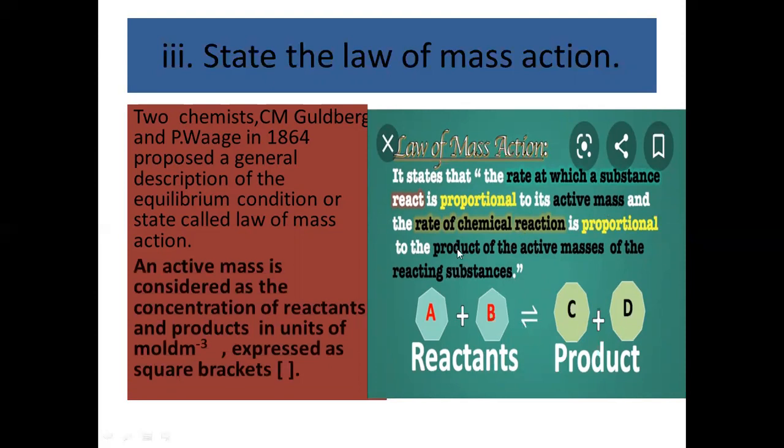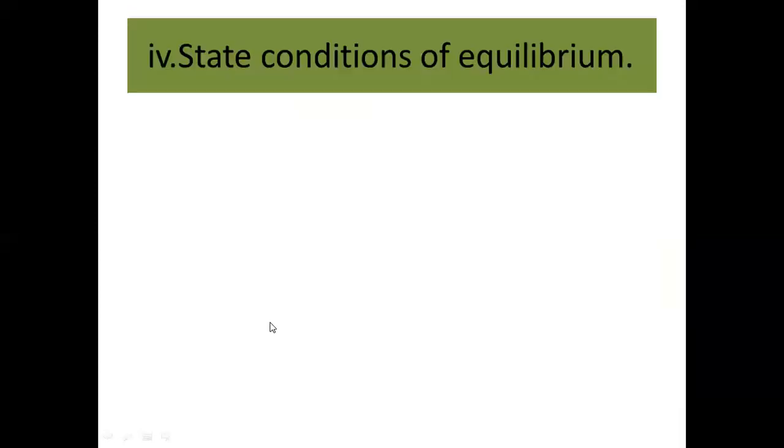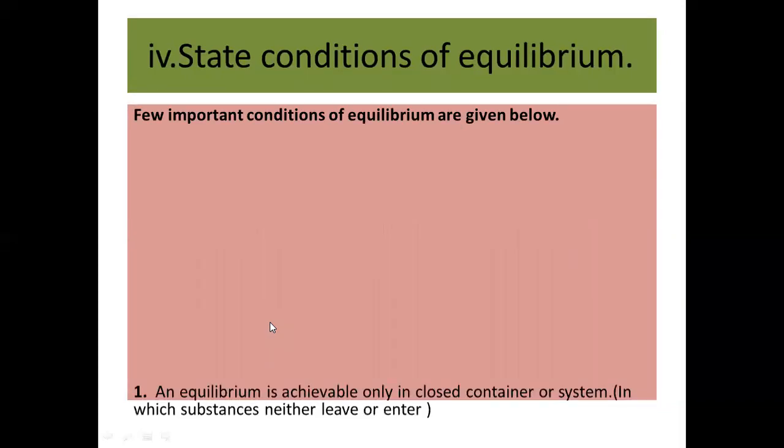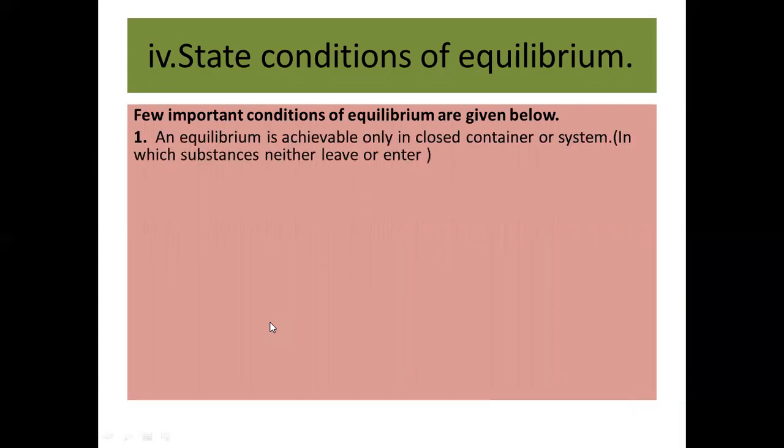Here they show active mass. What is active mass? Active mass is considered as the concentration of reactants and products in units of moles per decimeter cube, expressed as square brackets. This active mass we represent in square brackets, which shows that it is a mass in moles per decimeter cube. Conditions of equilibrium, although I told you before in detail, what are the conditions of equilibrium?